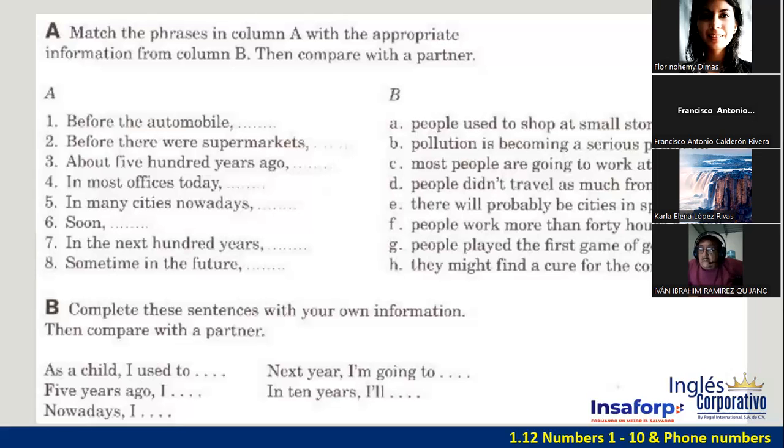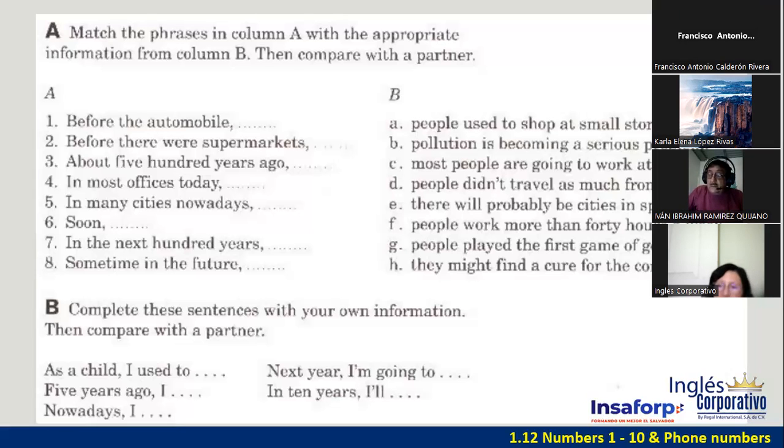As a child, I used to ride a bike a lot. Ah, okay. Five years ago, I was still in college. Nowadays, I am studying English online. Next year, I'm going to spend my vacation on the beach. Okay. In 10 years, I'll buy a new car. Excellent. Very good. Thank you, Francisco Antonio. Carla Elena, you're welcome.